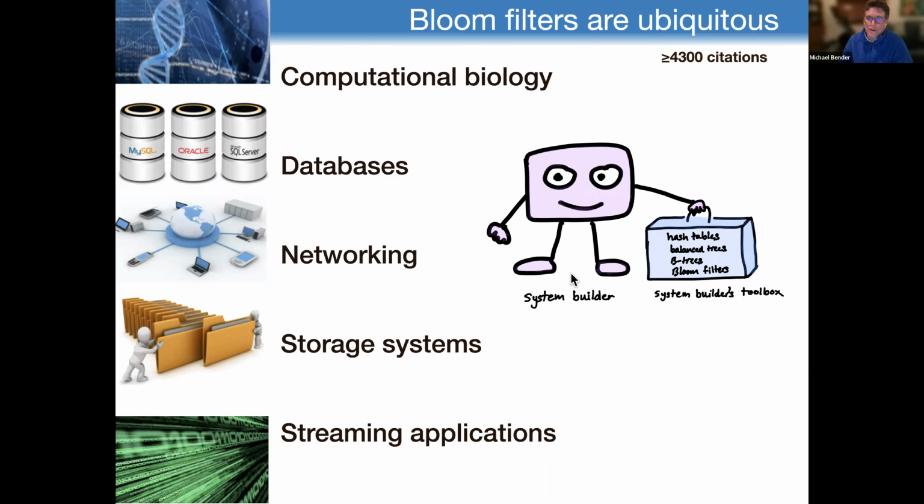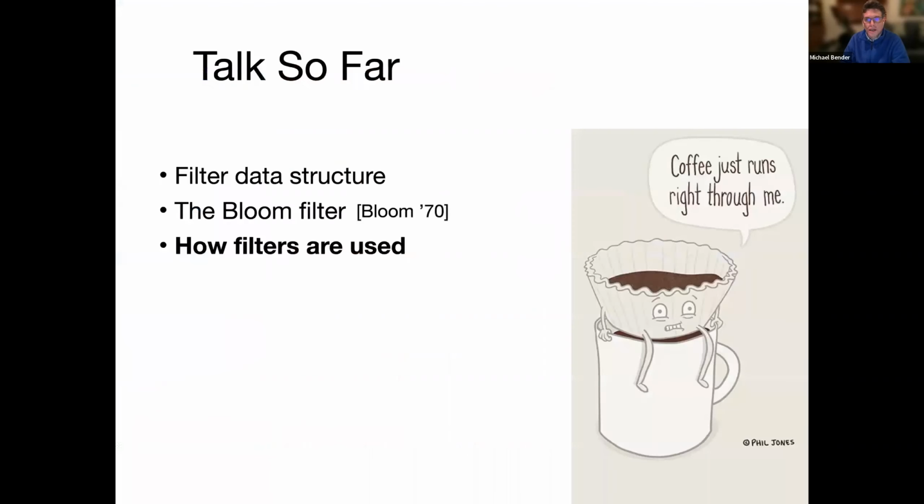And this is a picture of a system builder. And this is supposed to be a picture of the system builder's toolbox. And there aren't many data structures that are in a system builder's toolbox. Yeah, you need hash tables and balanced trees and B trees, but the other one is filters. And filters are used everywhere. And it's just an important tool that you need to know if you're going to build a system. And it's cited all over the place. Okay, so Bloom filters are ubiquitous.